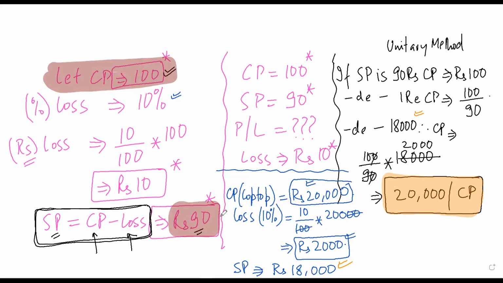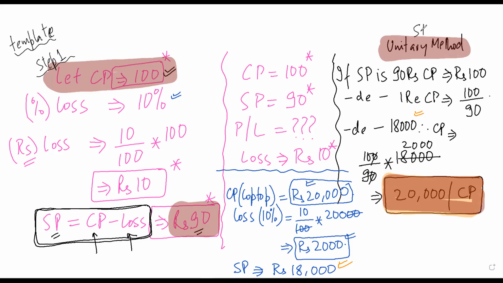Yes, sir. So this is step number 1. And then you use the unitary method to find the cost price. This is how these questions are always done, Mr. Sarthak. Yes, I understood. Basically, this is a template that you need to follow always. This is step 1 of the template: assume the cost price to be 100. This is the second step in the template: using the unitary method to find the cost price.